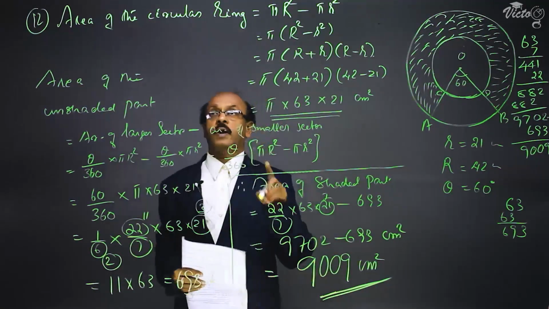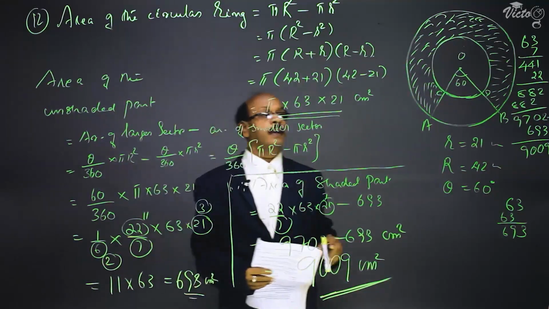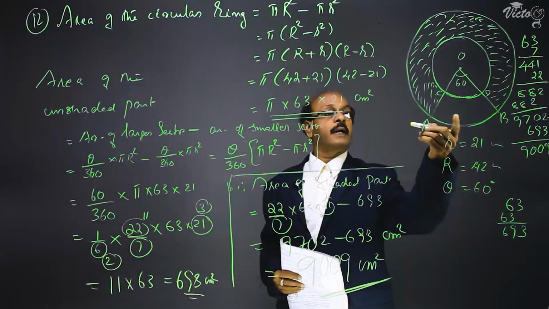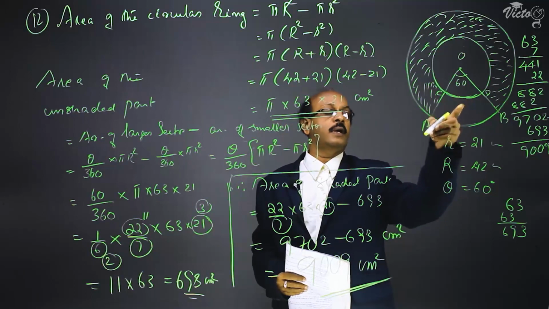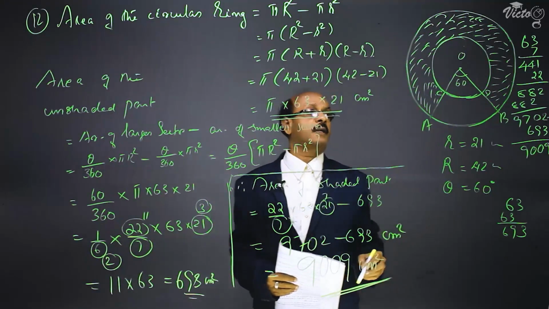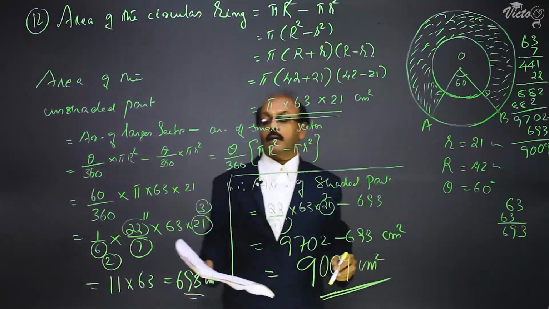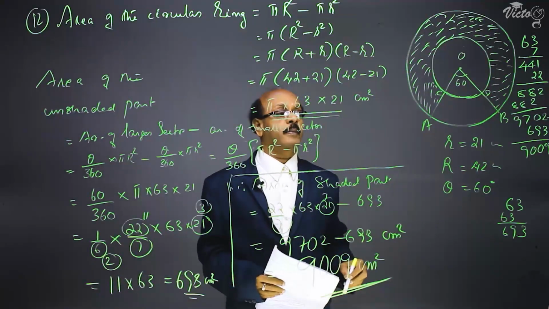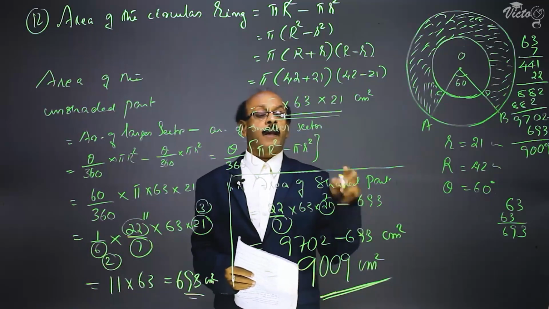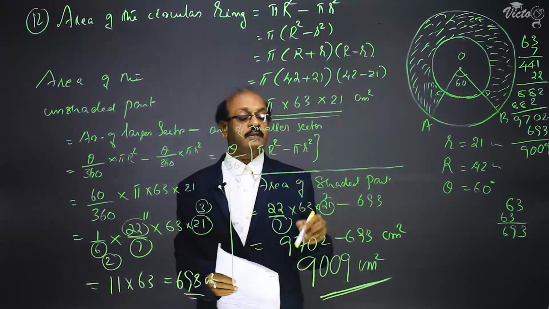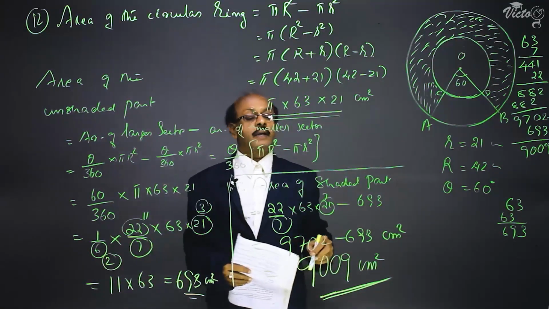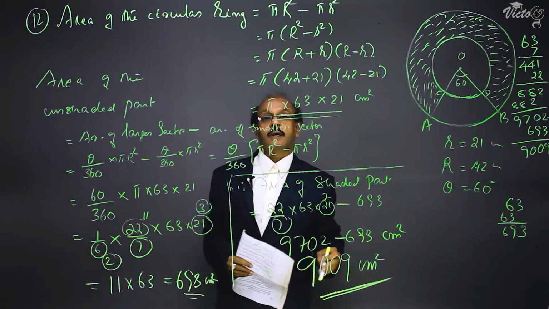First of all, we are finding area of circular ring, then area of the unshaded part on subtracting the area of smaller sector COD from area of larger sector AOB. We are obtaining the area 693 centimeter square. Now we are subtracting area of the unshaded part from the area of the circular ring. It is 9009 centimeter square is the answer. Okay.